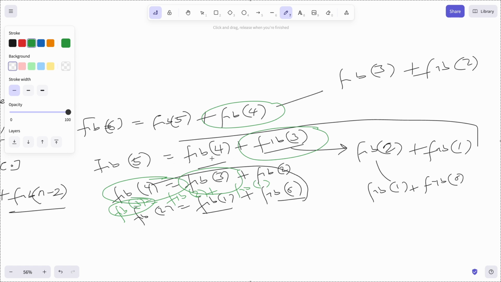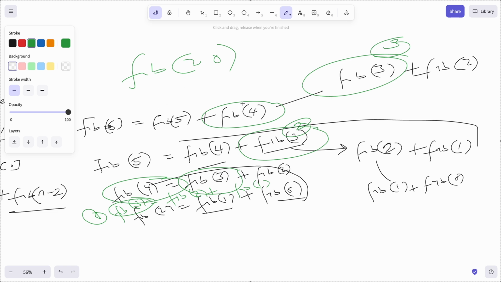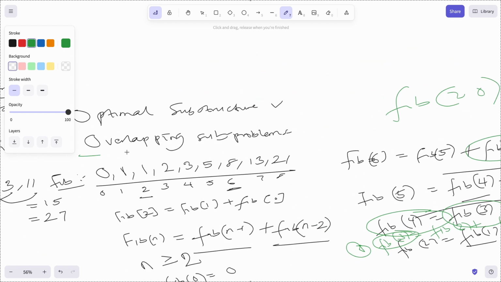But for fib of 3, we solve it a couple of times. So 1 here, 2 here, and 3 here. 3 times we will keep attempting to solve for fib of 3, and for lower numbers, most likely. So imagine we have something like fib of 20. Can you imagine how many times we'll be repeating problems? This is the idea behind overlapping subproblems.